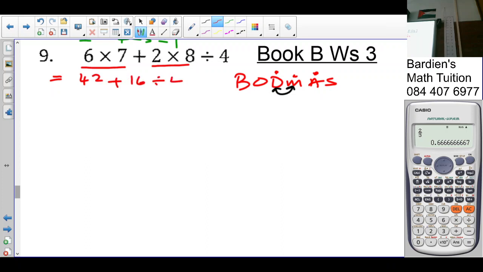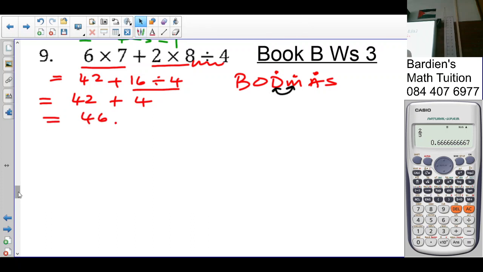16 divided by 4. You could have divided that first, which is going to give you 2, and 2 times 2 is 4 anyway. Okay? So it's going to be 42, division first. 16 divided by 4 is 4. 42 plus 4, 46. Any confusion, people?